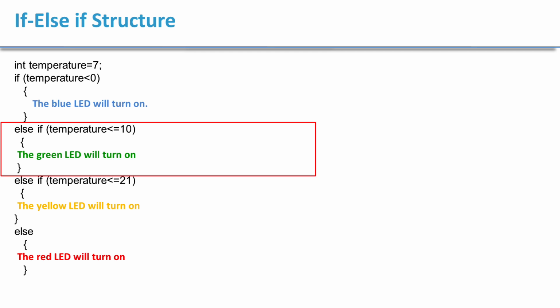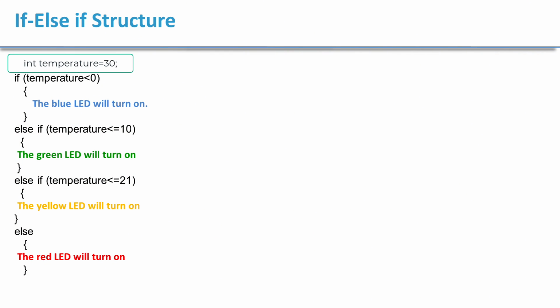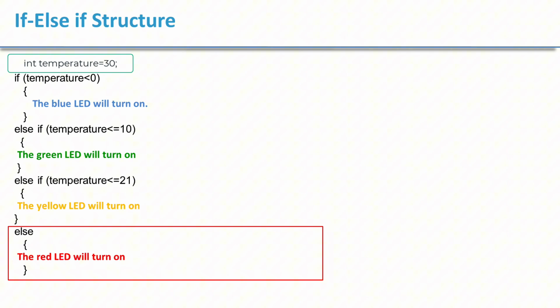Since the condition is true, the code to turn on the green LED in this block will be executed, and the subsequent else blocks will be ignored. For example, if the temperature were 30 degrees, since none of the conditions would be met, the else block would be executed, and the code to turn on the red LED would be run.